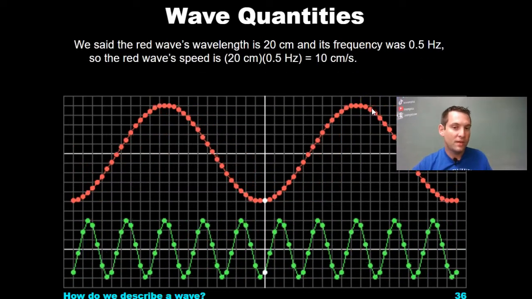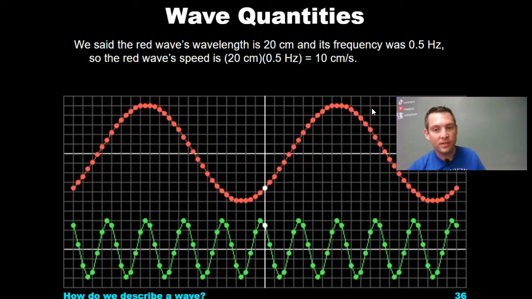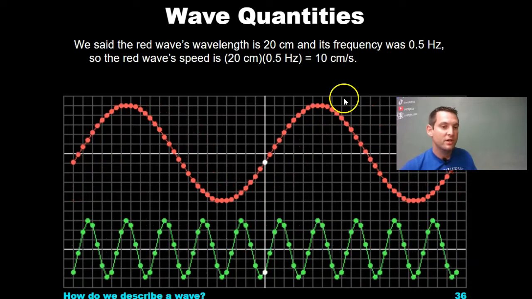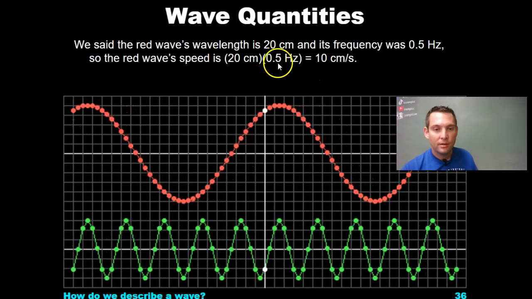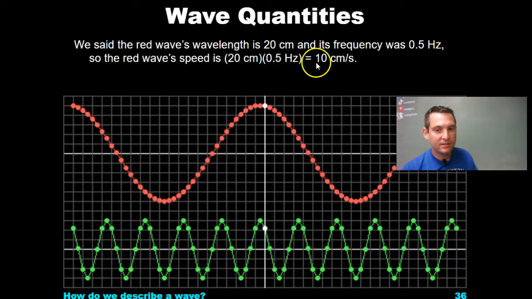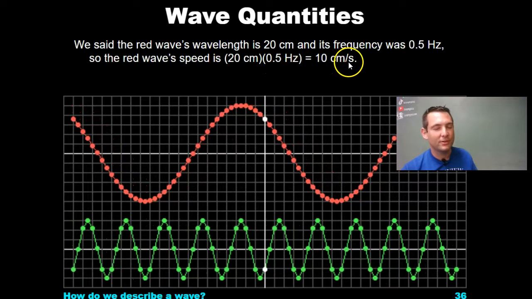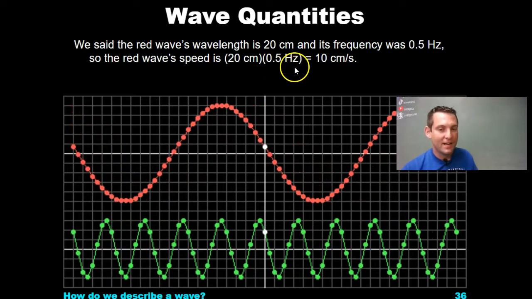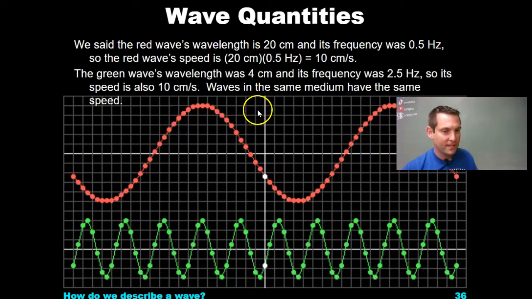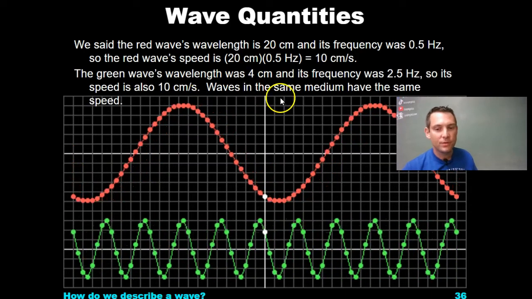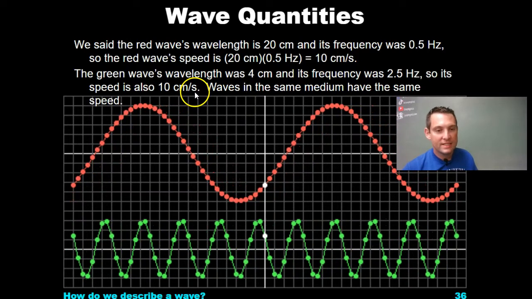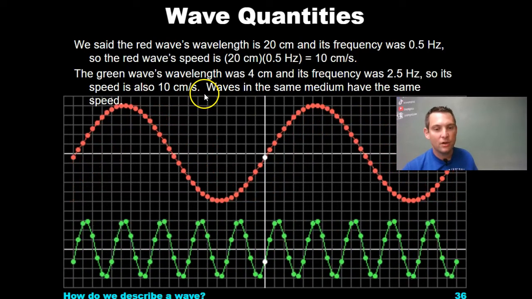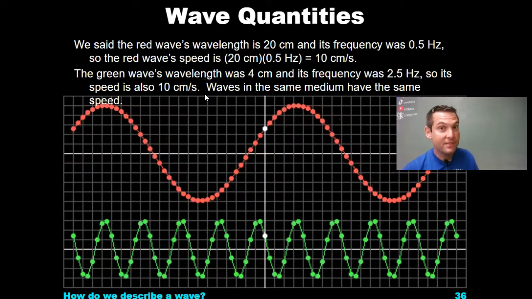We said the red wave's wavelength is 20 centimeters and the frequency was 0.5 hertz. So the red wave's speed is 20 centimeters times half of a hertz, which equals 10 centimeters per second. If that half of a hertz throws you off, write it down. The green wave's wavelength is 4 centimeters and its frequency is 2.5 hertz, so the speed is also 10 centimeters per second. Waves in the same medium have the same speed.